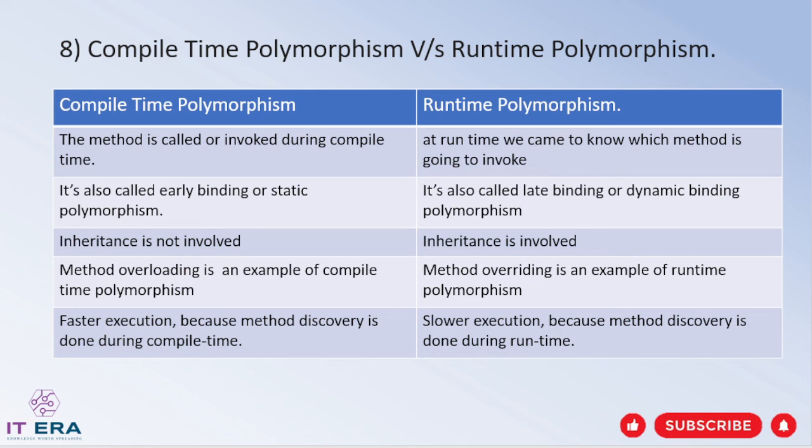Compile-time polymorphism has faster execution because method discovery is done during compile time only, whereas runtime polymorphism has slower execution because method discovery is done during runtime. That was the differences. Move on to the next question.